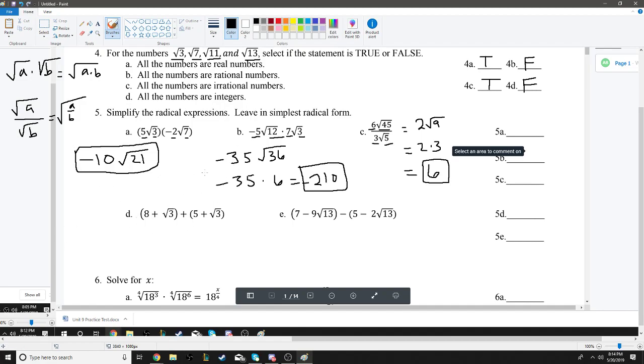For the next parts, we can only combine things that are alike. So 8 plus 5 gives us 13. And root 3 plus root 3, since there's 2 of them, that means it's 2 root 3.